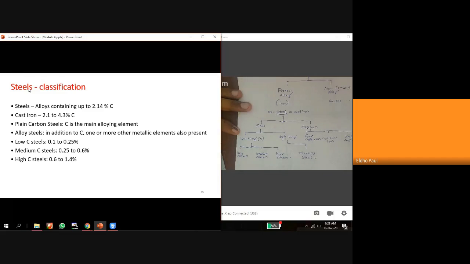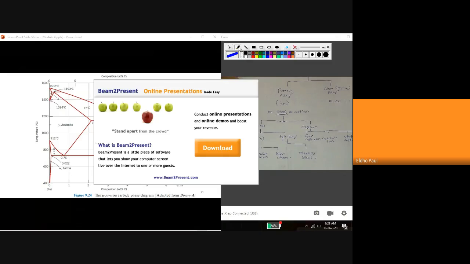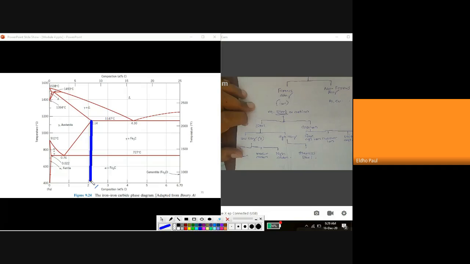From the phase diagram, this is my phase diagram. In this phase diagram, this is 2.14. Up to 2.14, we consider this region as the region for steel. This is the region of steel. After 2.14, we consider it as the cast iron region. 2.14 to 6.7 is considered the cast iron region. Theoretically, 2.14% is the maximum percentage of carbon allowed for the production of steel.